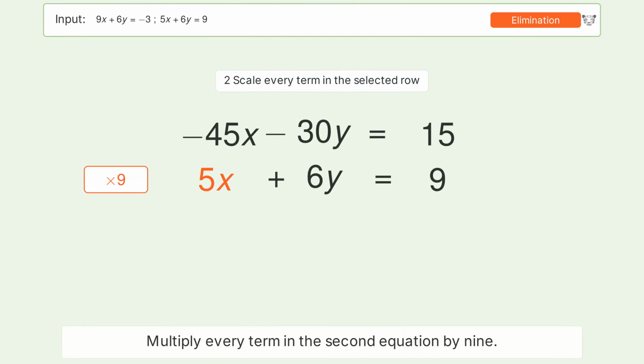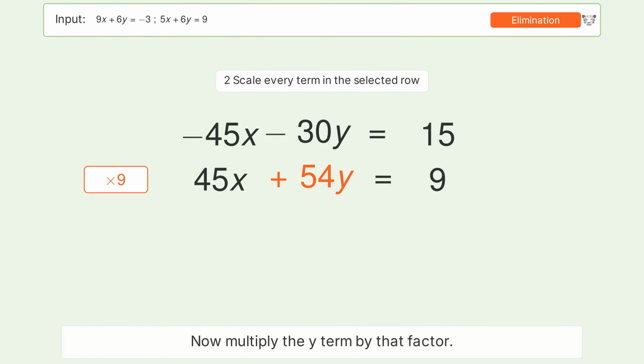Multiply every term in the second equation by 9. Multiply the x term by the same factor. Now multiply the y term by that factor. Finally, multiply the right side too.